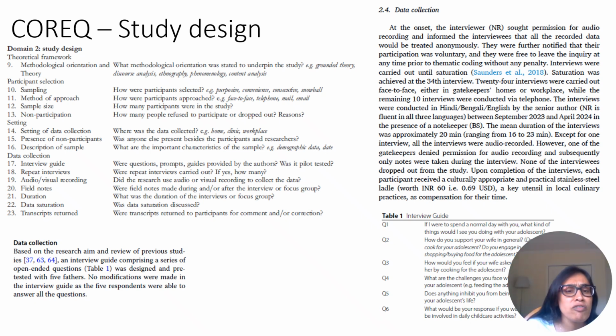And then we have, one second, yes, transcript returned. Was the transcript returned to participants for comment or correction? I prefer this point, number 23, to generally go into the data analysis section. We'll discuss that in the next slide. We talk about something called respondent validation or member checking. That's the term.